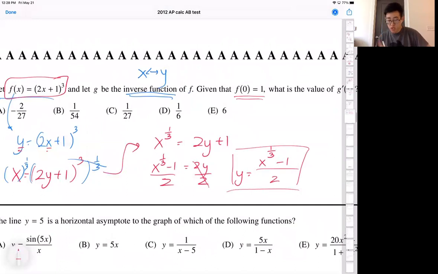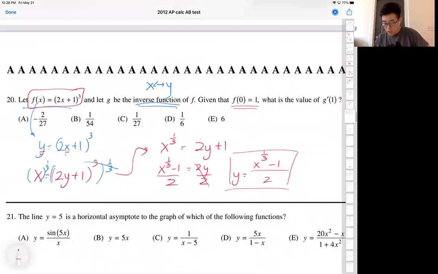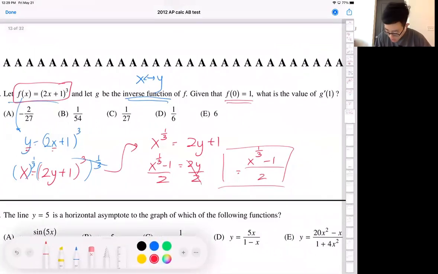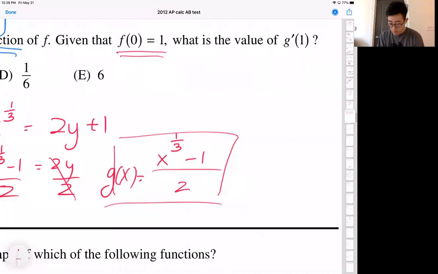So given the fact that g of 0 is equal to 1, it says f of 0 is equal to 1. What is the value of g prime of 1, it says? So I'm just going to make sure that I label this correctly and say this is the function g of x, which is the inverse function of f of x. So now they want you to solve for g prime of 1. I am going to take this and derive that in terms of x. So g prime of x is going to equal, so I'm going to leave it there.